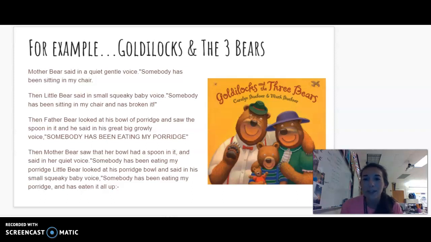So, based on this scenario, and based on what you might know happens, what form of foreshadowing do you think is being used?